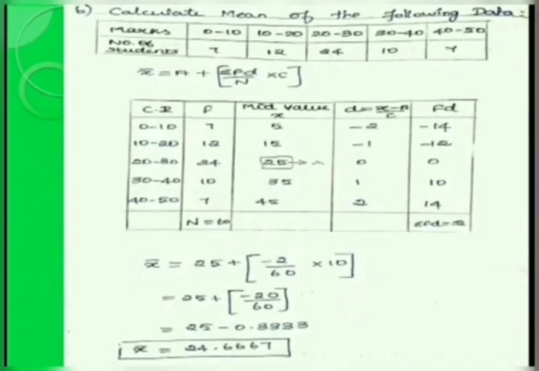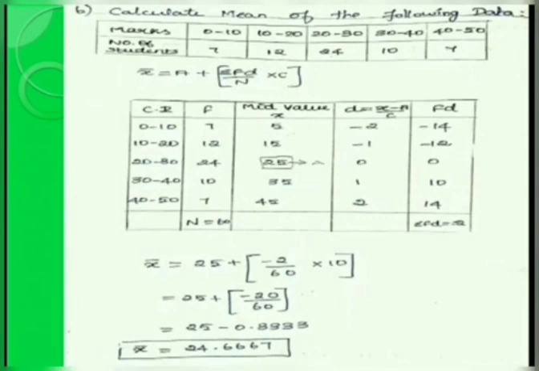Similarly, our next mid value X is 25. Our assumed mean is also 25. So 25 minus 25 is 0. So 0 divided by anything will obviously be 0. And then our fourth mid value X is 35. So 35 minus our assumed mean 25 is 10. 10 divided by our class limit 10. So 10 by 10 is equal to 1.